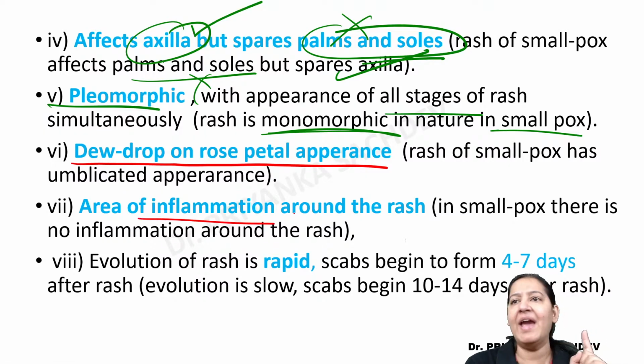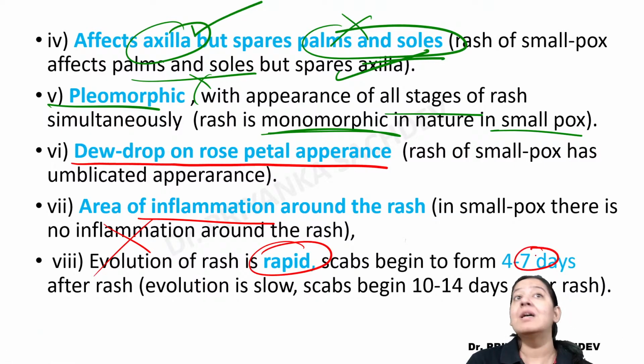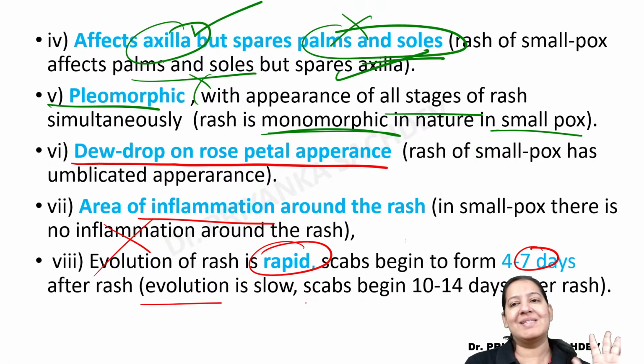So here there is inflammation. In smallpox there is no inflammation, and here the resolution is very rapid, within 7 days. In smallpox, resolution is late, after 14 days.